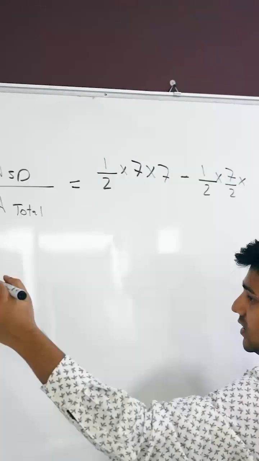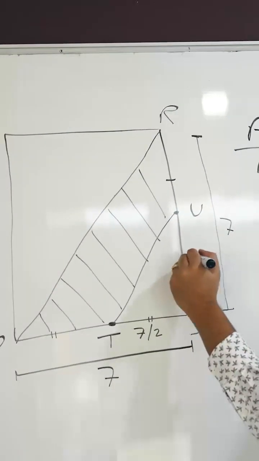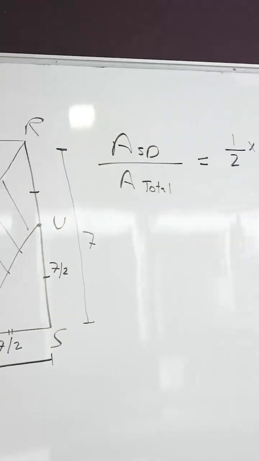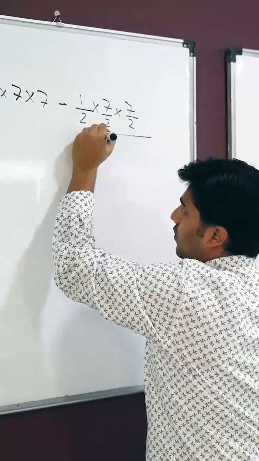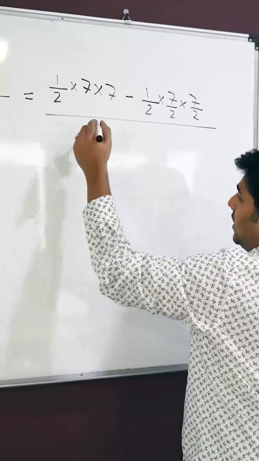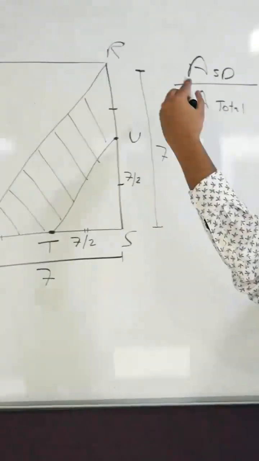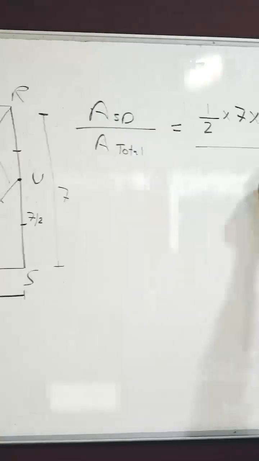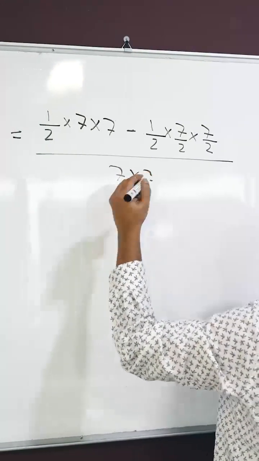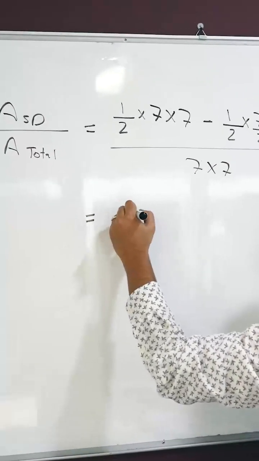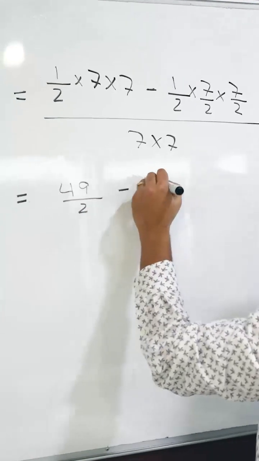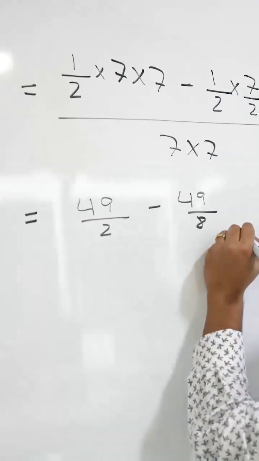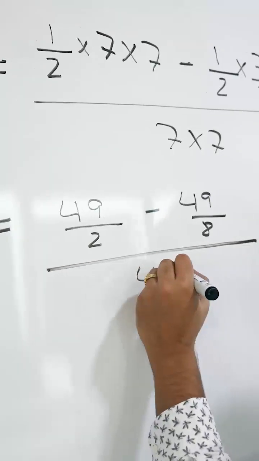And what is the height? The height is also 7/2. So that will give me the area of the shaded portion, and if I divide the entire thing by the total area, which is pretty straightforward, area of a square, that is 7 times 7. So now if I try to solve this, I'll get 49/2 minus 49/8 whole divided by 49.